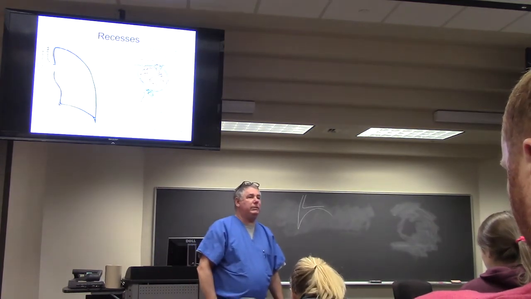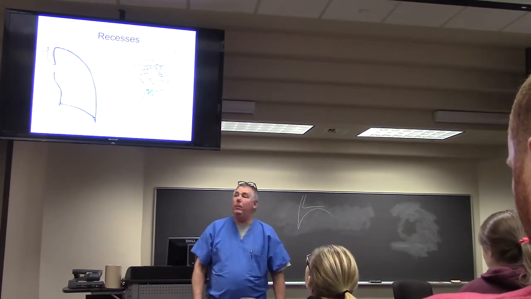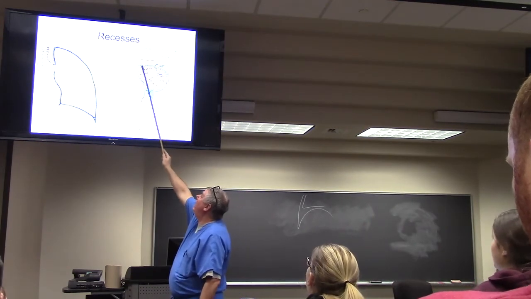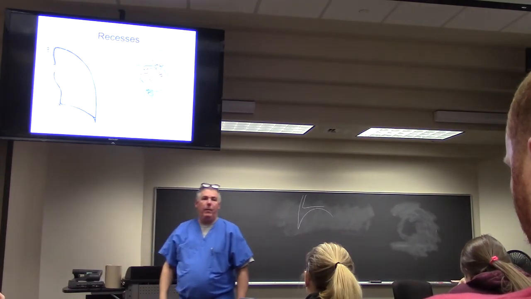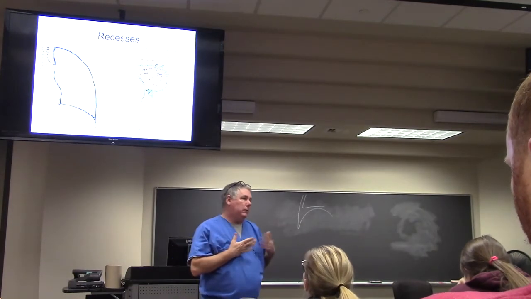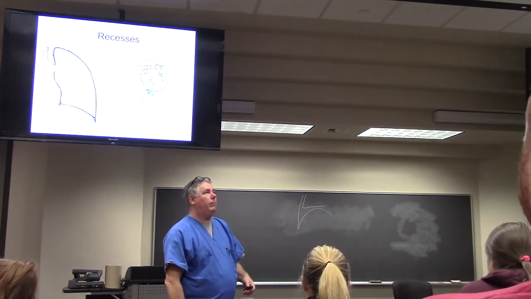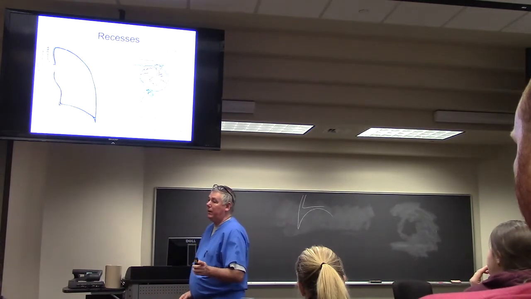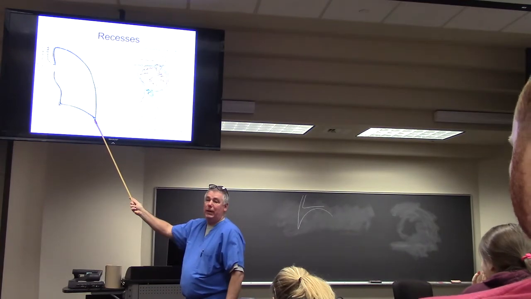There are two more recesses, just for completeness I want to mention. You'll never really see them. In front of the heart, here's the heart, there are two places right here called costomediastinal recesses. It's just where the parietal pleura wraps around the front of the heart. It's not really clinically relevant, but for completeness, I just wanted to show you where it was. The ones that are most clinically relevant are the costodiaphragmatic recesses out here.